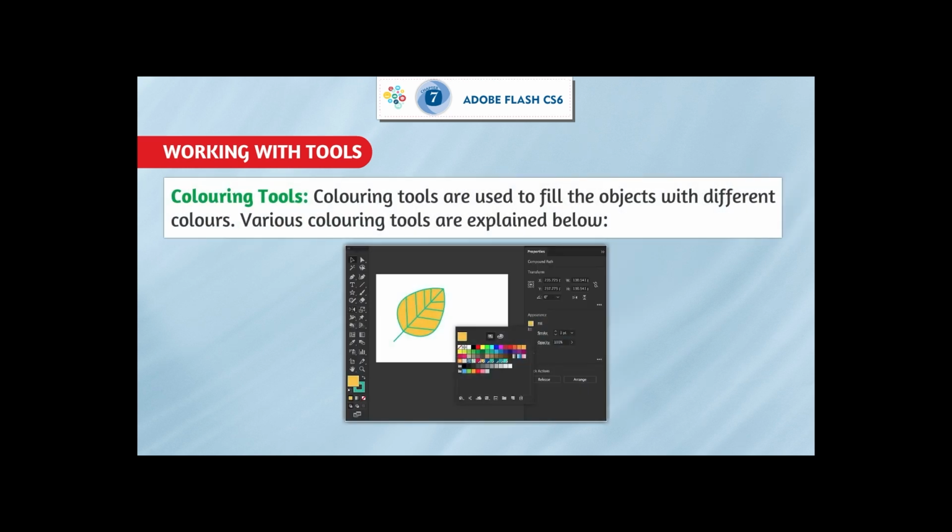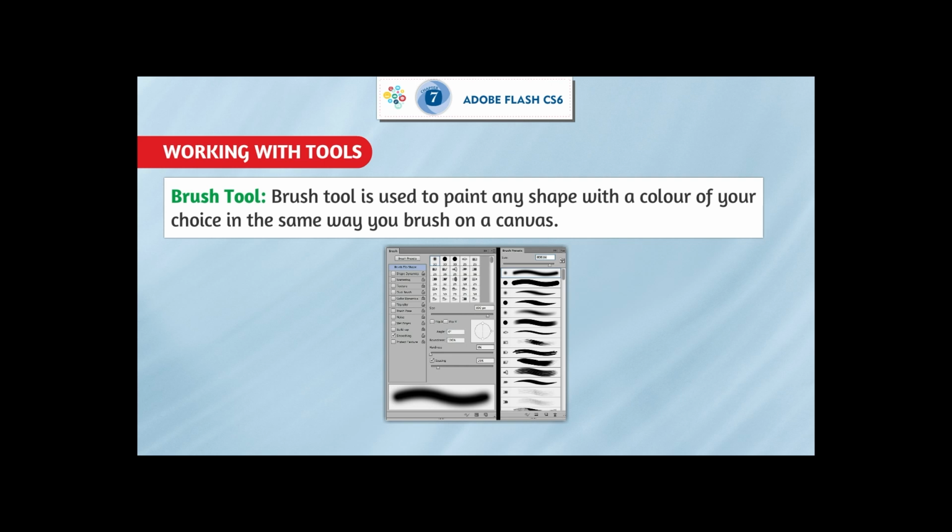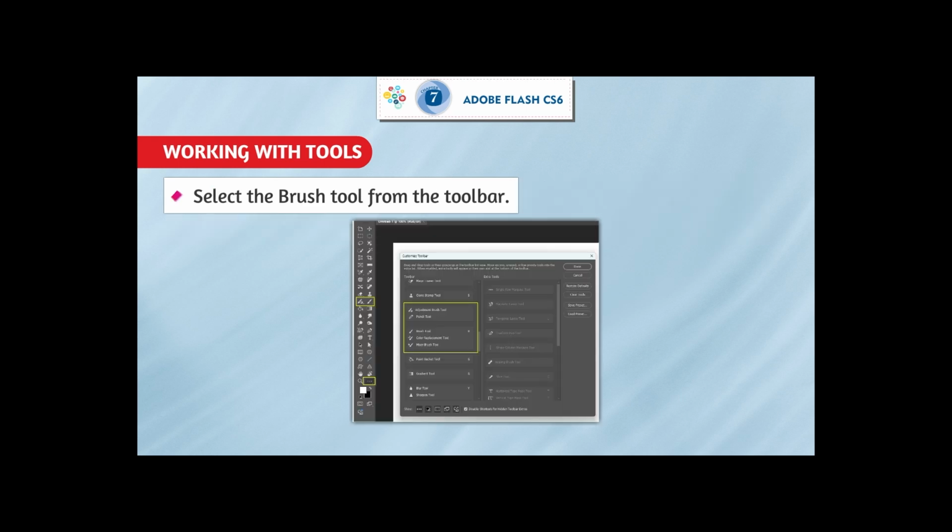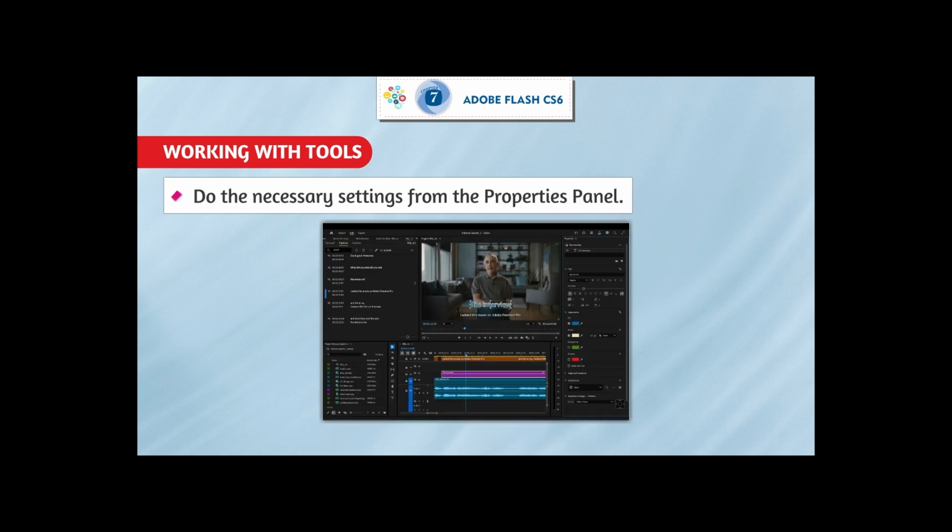Coloring tools. Coloring tools are used to fill the objects with different colors. Various coloring tools are explained below. Brush tool. Brush tool is used to paint any shape with the color of your choice. In the same way you brush on a canvas. Select the brush tool from the toolbar.